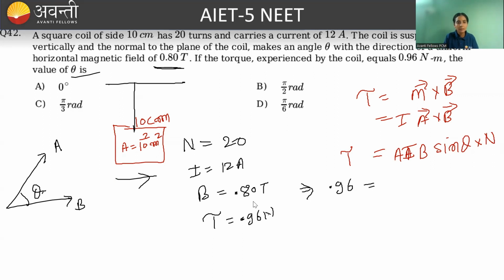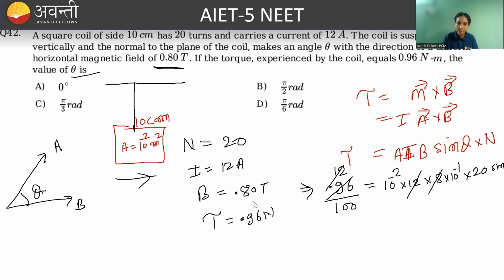Now, start putting the values. A is your 10 to the power minus 2. I is your 12 ampere. Magnetic field is your 8 into 10 to the power minus 1. And N is how much? That is 20, sine theta. Sine theta we need to calculate, right? Now, let's see the values. This is by 100, okay? So this will get cut by 12 times, and here also there is a 12 term, so 12, 12, it got cut.